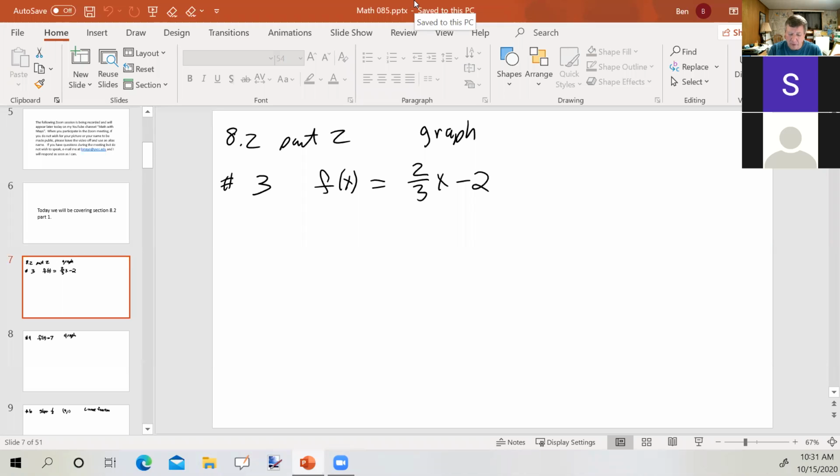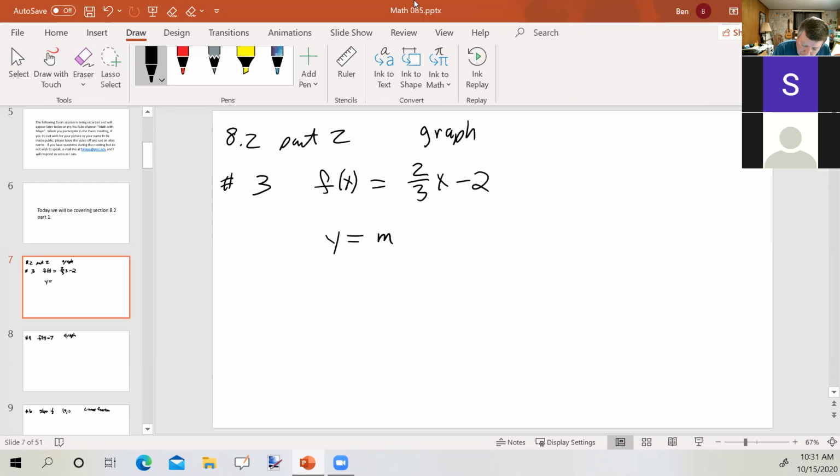So the first problem said graph f of x equals 2/3 x minus 2. All right, so using slope-intercept form, the slope of this line is 2/3 and the y-intercept is -2. Okay, so using that information, a slope of 2/3 and a y-intercept of -2.